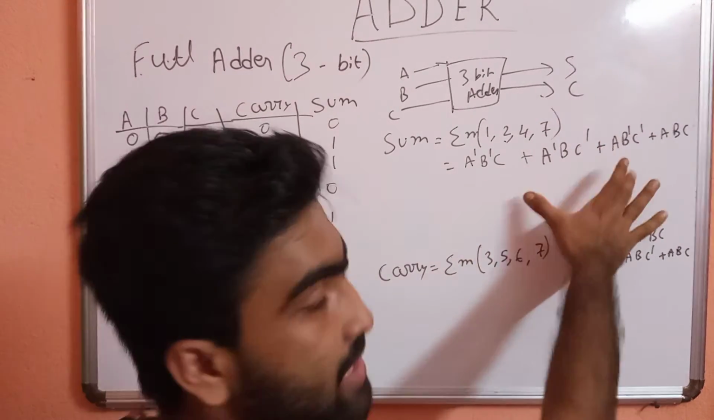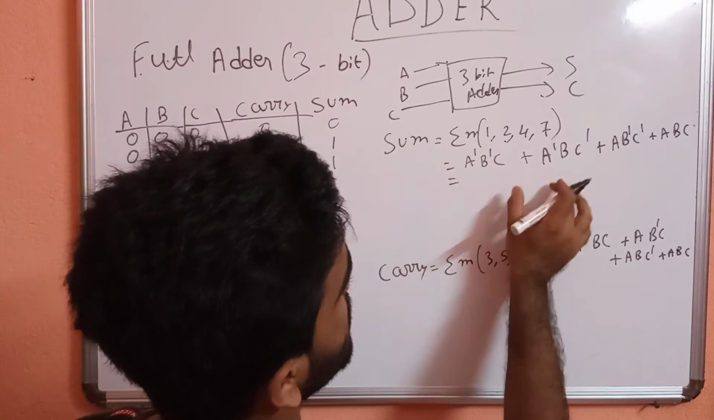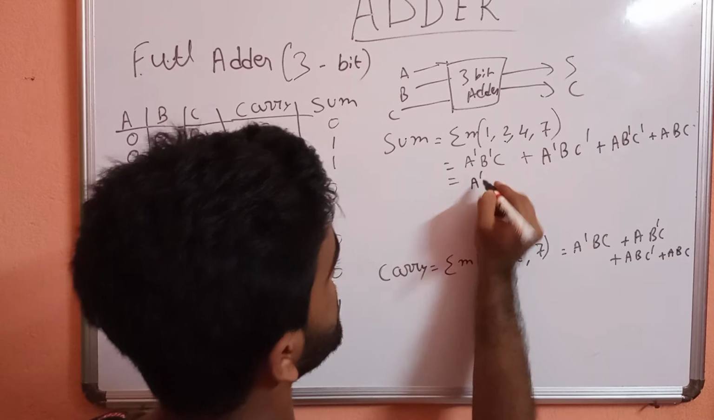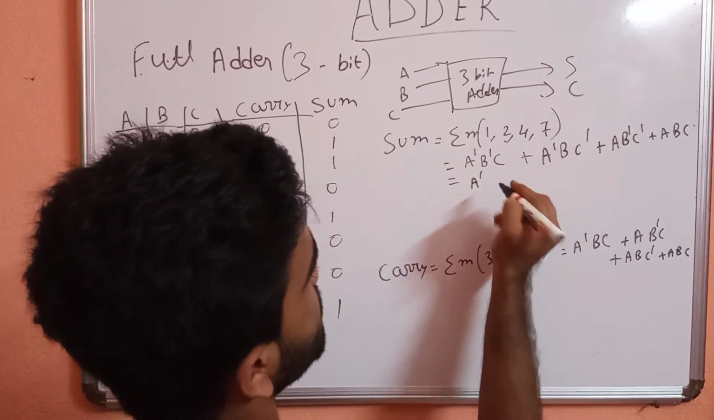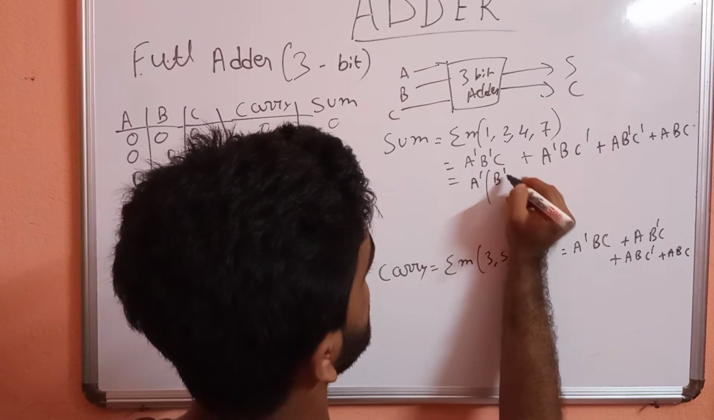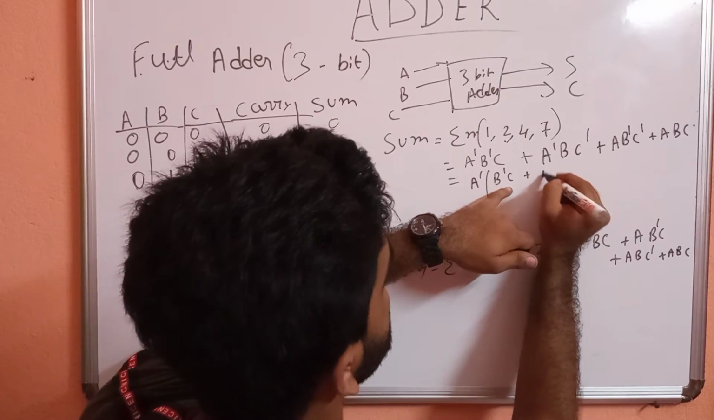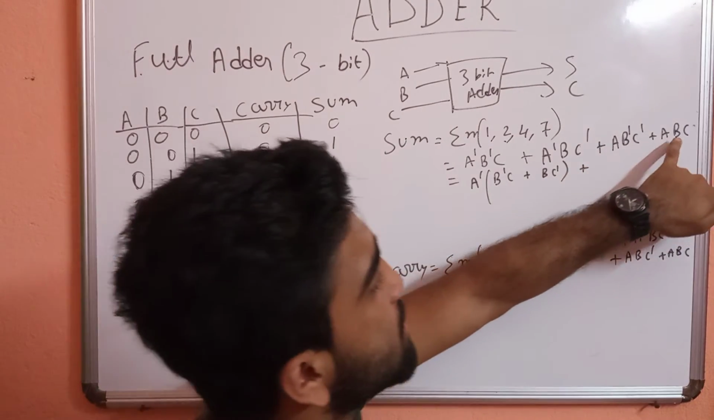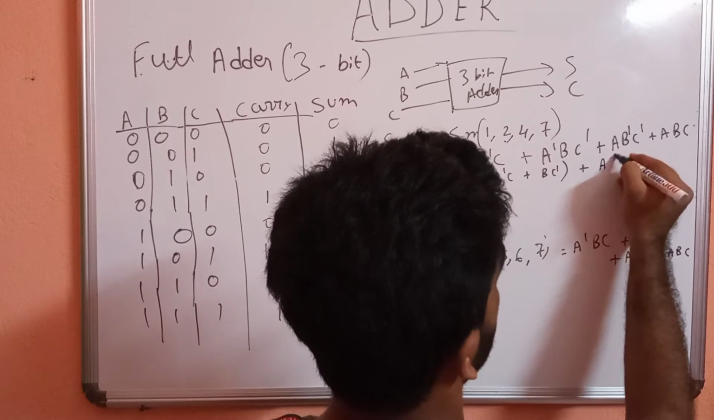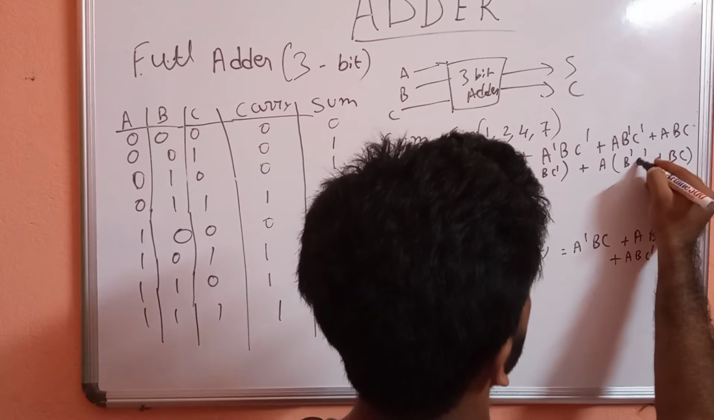Now we have to simplify this part. How to simplify? See. We will take the common A complement. A complement is common for both the 1 and 2 expressions. So we will take this A complement within brackets: B complement C plus B C complement. Okay. Now from here we will take A common: B complement C complement plus B C.